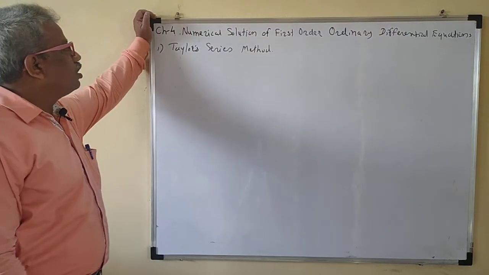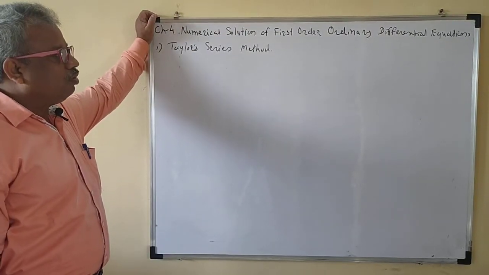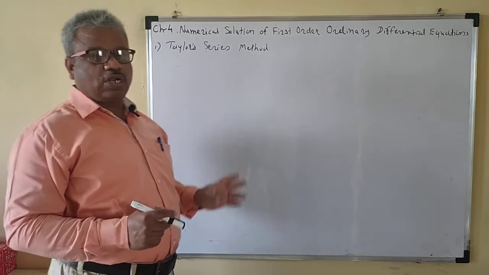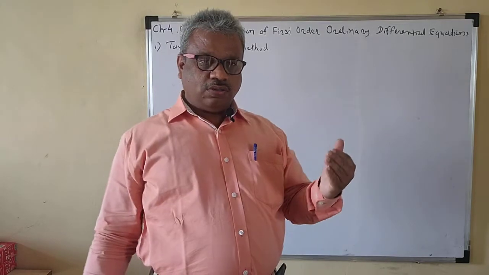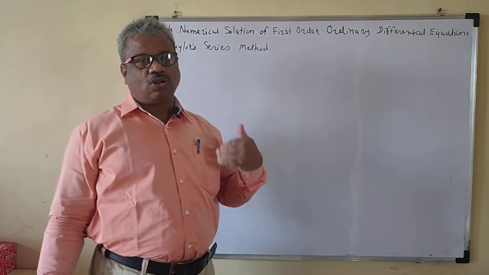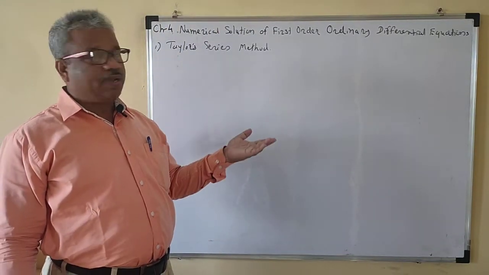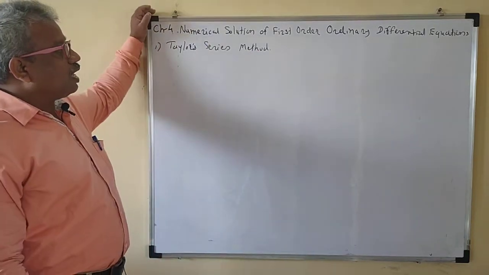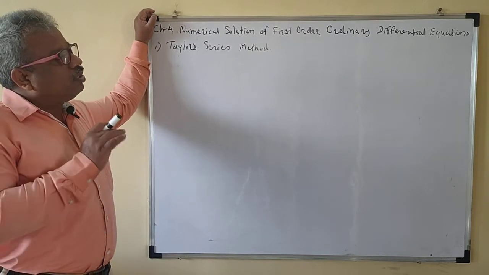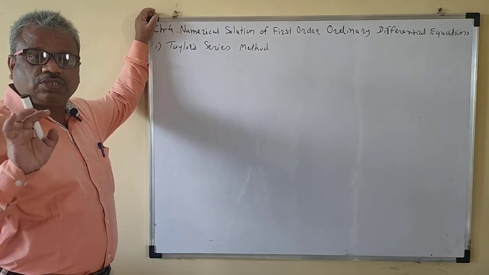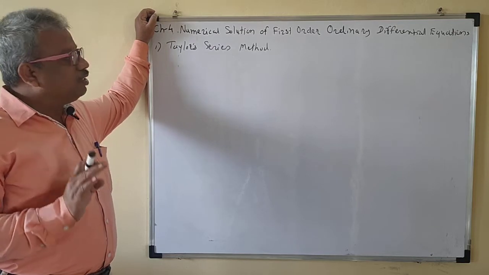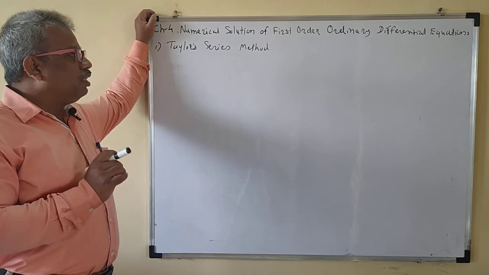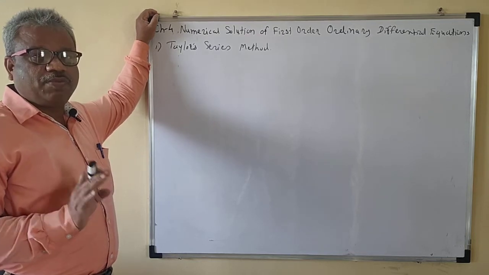We'll go to chapter 4, that is the numerical solution of the first order differential equation. Why is it called a first order differential equation? The order of the differential equation is the order of the highest order derivative occurring in the differential equation. If the differential equation contains only the first order derivative, then it is a first order differential equation. In this chapter there are five methods.